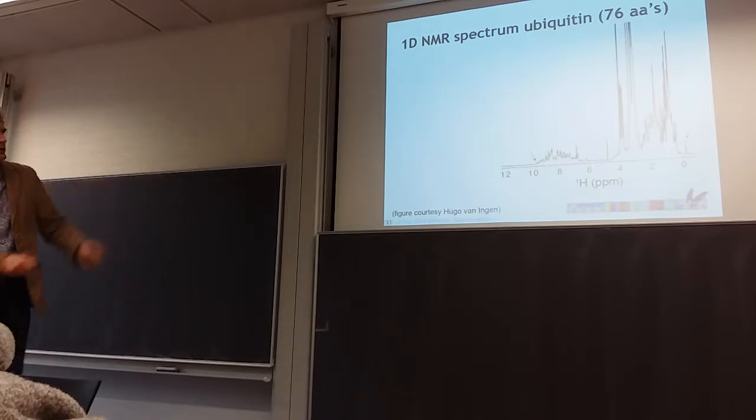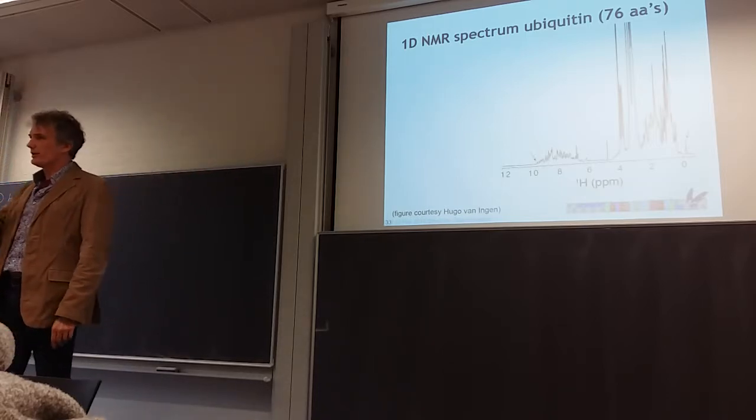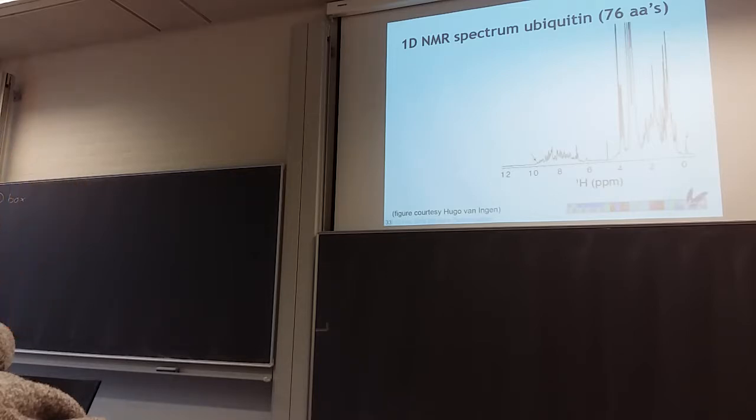So the other problem is, I said that they all resonate at different frequencies. That may be strictly true, but these peaks that you get from the resonance, they have a width and they overlap. Yeah? So you can see that here in a one-dimensional spectrum of ubiquitin, it's just only 76 amino acids. You can't see as many peaks as there are hydrogens in these proteins. Yeah? So they're overlapping. So too much overlap, but fortunately we can do two-dimensional experiments.